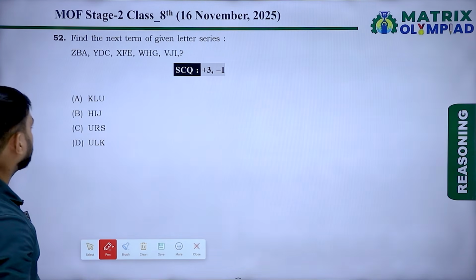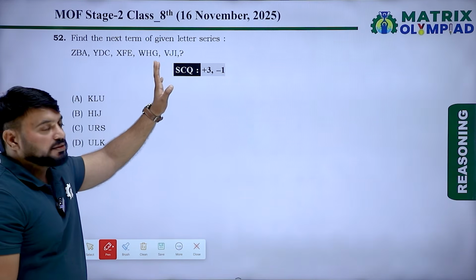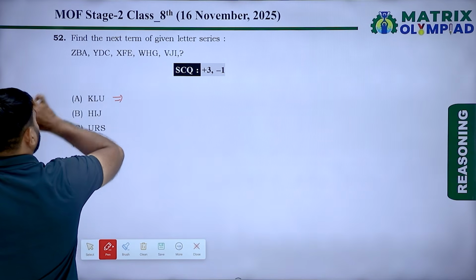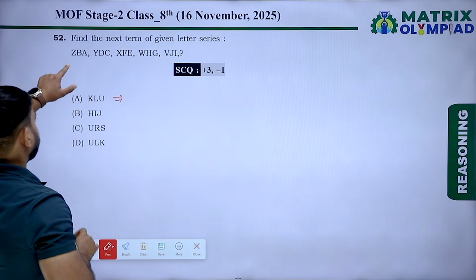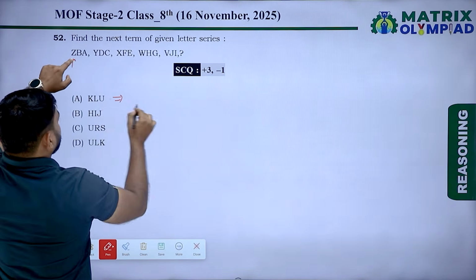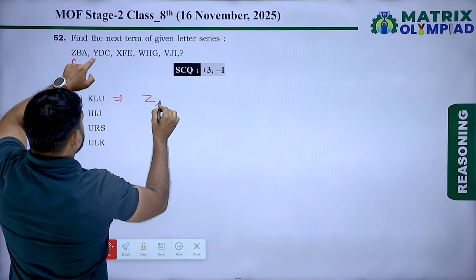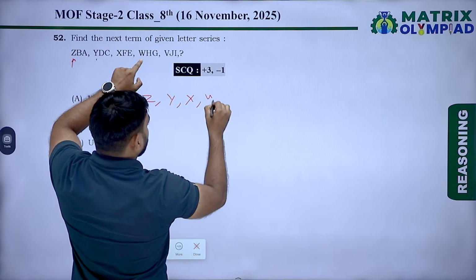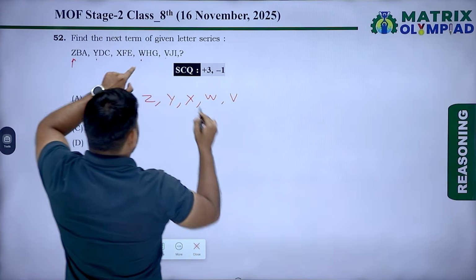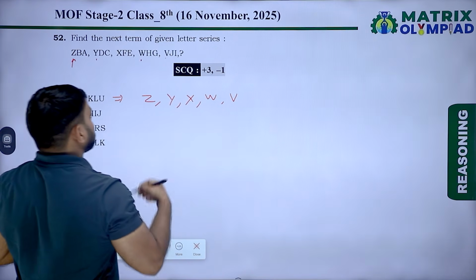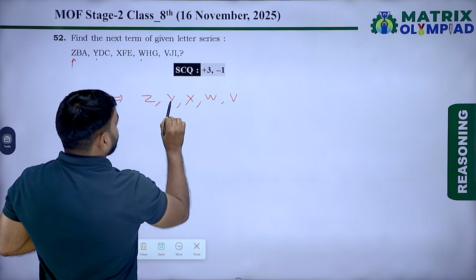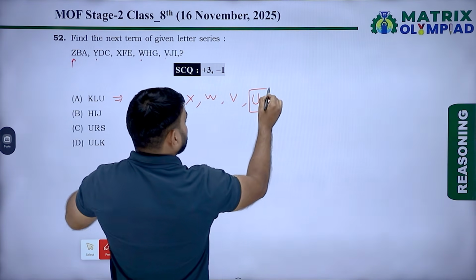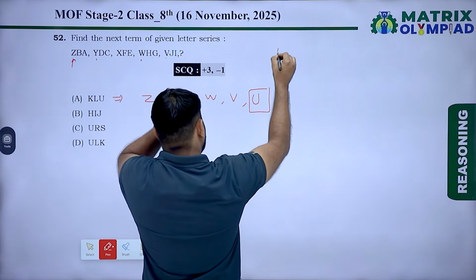Now the next question is question number 52. Find the missing term of the given letter series. First, find the pattern of the series. Taking the first alphabet of each term: the first alphabet of the first term is Z, of the second term is Y, of the third term is X. After X next is W, after W next is V, and after V the next letter is missing. So the pattern is Z, Y, X, W, V. Next is U. So the first alphabet of the missing term is U.